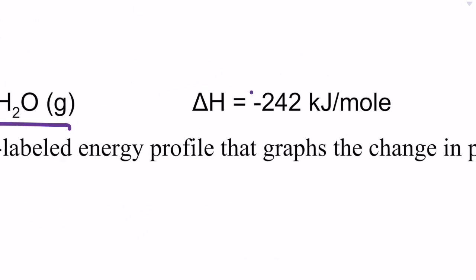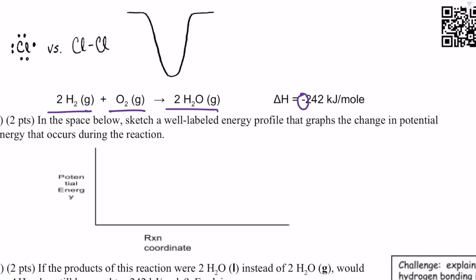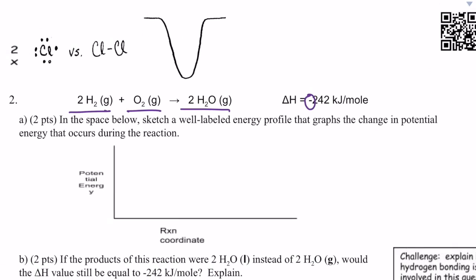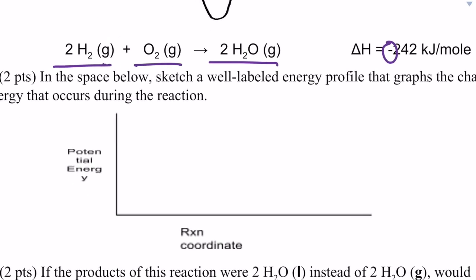Our delta H value is negative. That tells us that potential energy is decreasing. It's an exothermic reaction, meaning it is going to lose potential energy, which is then converted into heat and released out into the environment. So because of that, we know that the shape of this graph must look like this. So that's the first step, drawing the proper graph shape.